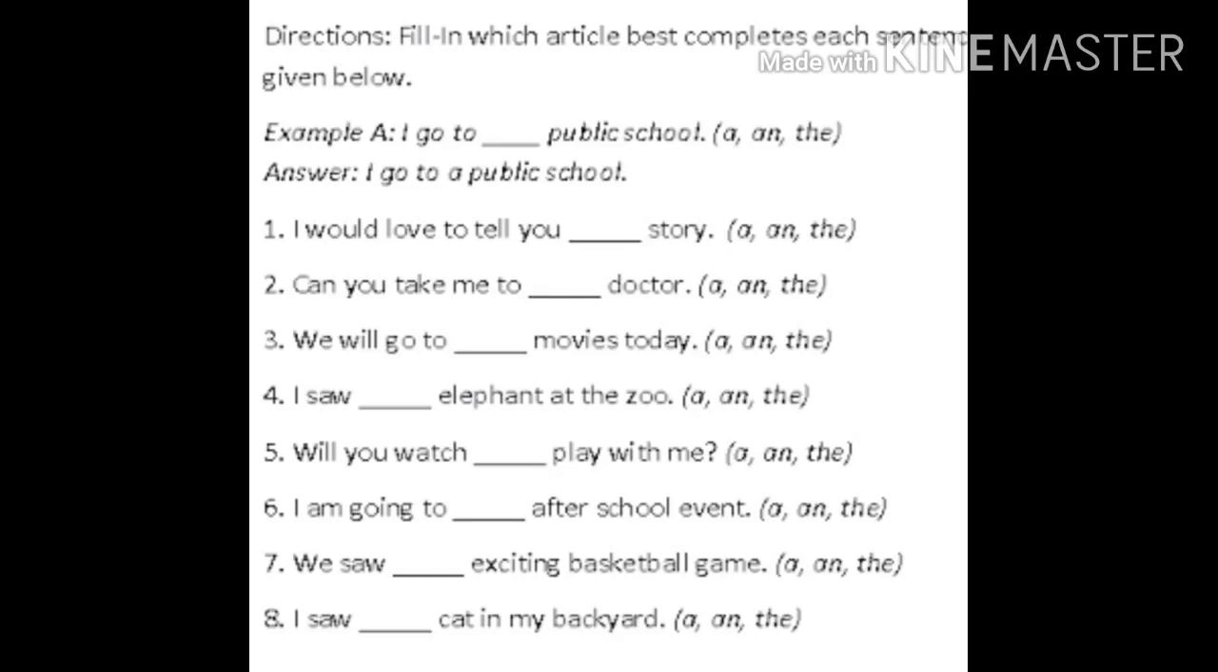For example: I go to dash dash public school. There are 3 options: a, an and the. Which article is correct for the blank? The answer is a. So, I go to a public school. Here, "a" is the correct article. There are 8 sentences which you need to complete with a suitable article, given in the brackets. First sentence: I would love to tell you dash dash story: a story, an story or the story.